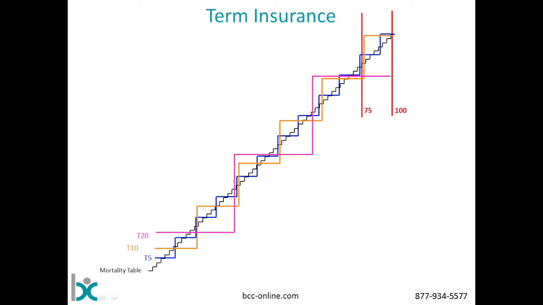Now, at some point during that term coverage, you might even decide you want to convert your coverage into permanent coverage. Anytime we come across that idea of conversion, it means that we're converting to another sort of insurance product. In this case, we'd be converting from an individual term policy into an individual permanent policy, normally to universal life or whole life. And that conversion is done without any evidence of insurability.